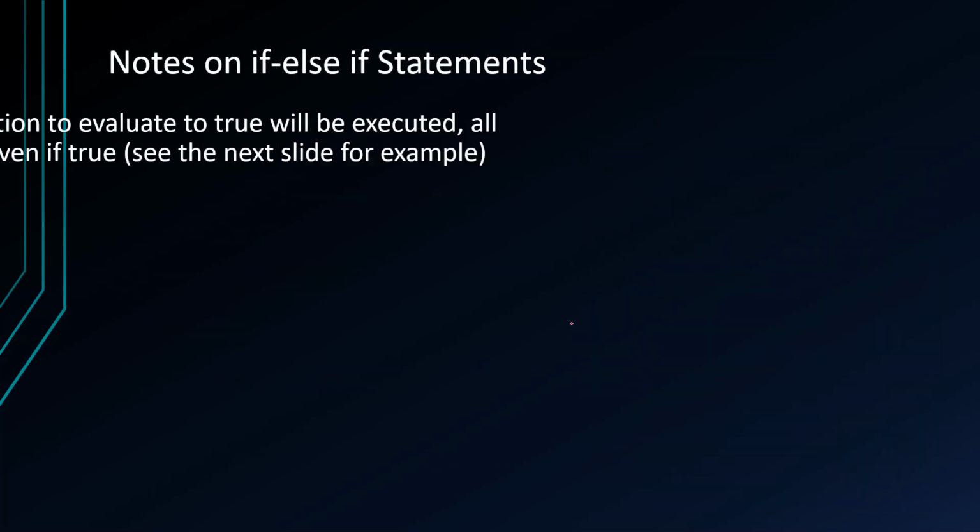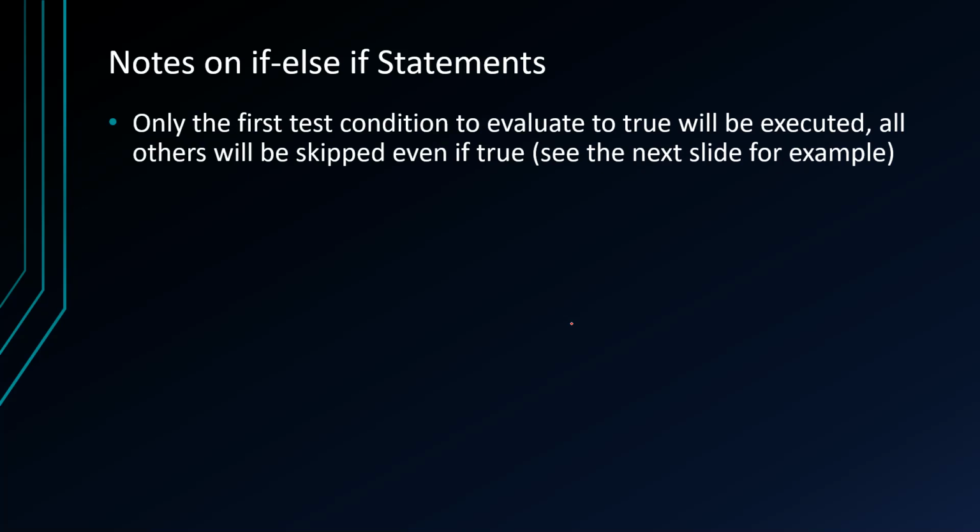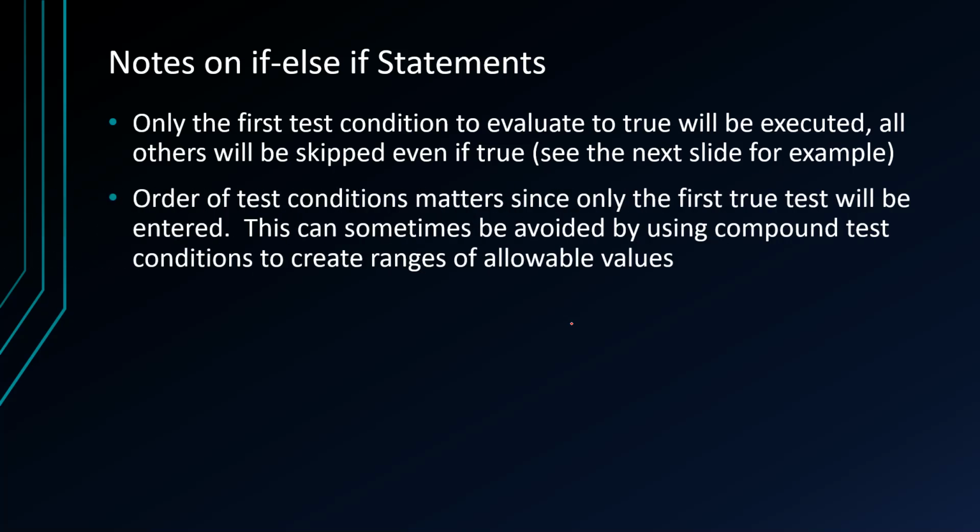A few notes, most of which I've already covered. Only the first test condition to evaluate to true will be executed. All others will be skipped, even if they are true. Order of test condition matters. Of course it does. Since the first one to be true is the one that gets executed, if you don't put things in the right order, you may get unintended consequences. Again, we're going to look at the next slide to see how that works out.